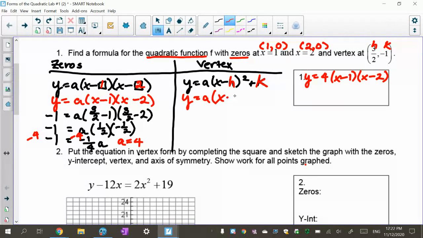So it's going to be x minus 3/2 squared. And if I put a -1 in that spot, it's -1. So that one doesn't change sign. So again, I have a pretty good handle on what this formula would be, but I've got to find a.